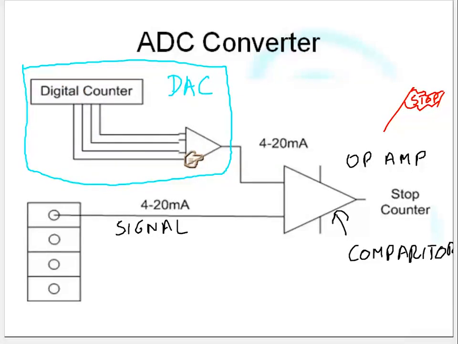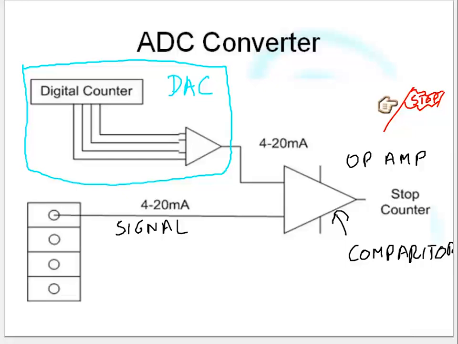And of course the signal coming out is 4 milliamps. We then increment the counter. So the counter starts counting up. And as the counter counts up, the milliamp value coming out of here increases and increases and increases. As soon as the milliamp value coming out of here is the same as the signal coming from the field, the op-amp says stop. And it stops the counter.